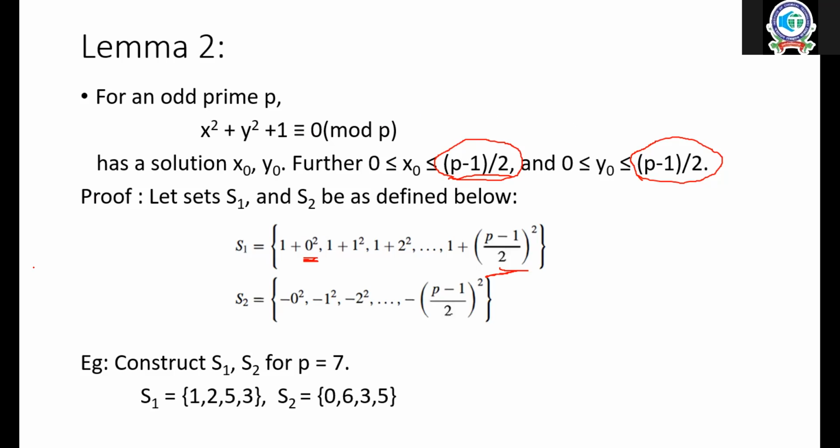A has to be equal to B. That means I do not find two different elements. So if 1 plus A square equals 1 plus B square, then A equals B only. That means all these elements are distinct. If that is difficult for you, then prove the second one. S2: all elements are distinct because both are the same, only the minus sign is here. 1 anyhow gets cancelled, right? So that proof will work here also.